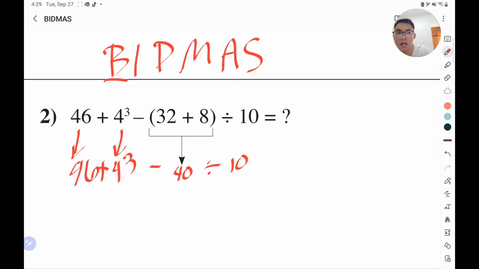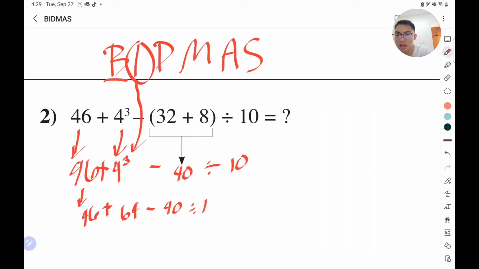After that, we do the index, this one. So that's what we're going to do. We have 4 times 4 times 4, that is equal to 64. Then copy everything down. We have 46 plus 64 minus 40 divided by 10.